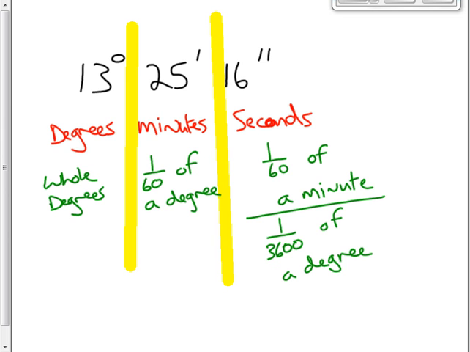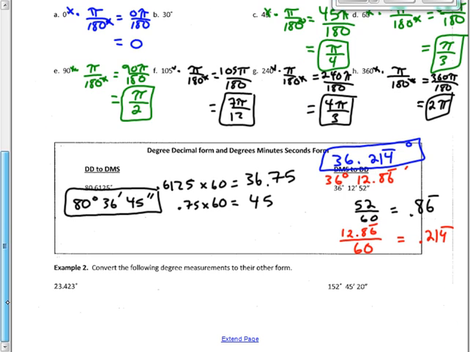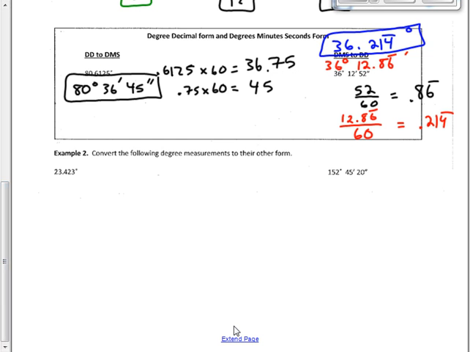So now let's go back and finish up these conversions here at the bottom. I'm going from decimal degrees to degrees, minutes, seconds. And so I'm going to take this 0.423 degrees and multiply it by 60 so that I can turn it into minutes. And 0.423 times 60 is equal to 25.38.